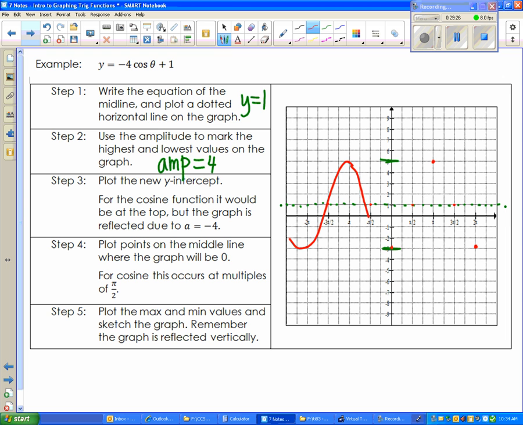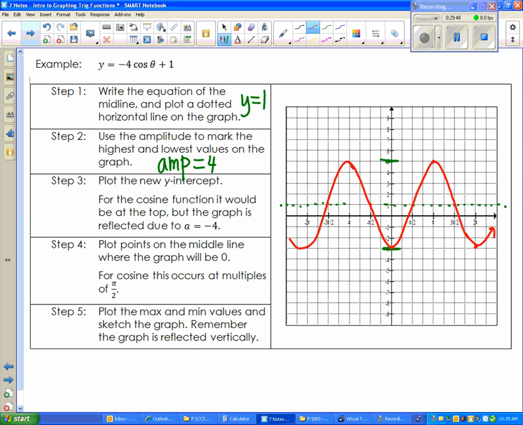And graph, oops, that was terrible. And graph my cosine function. There we go. Alrighty. And there's the cosine.